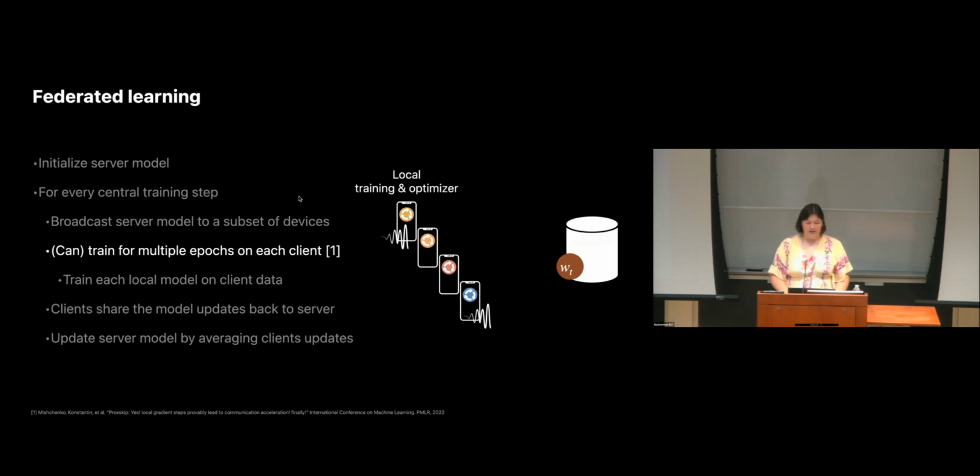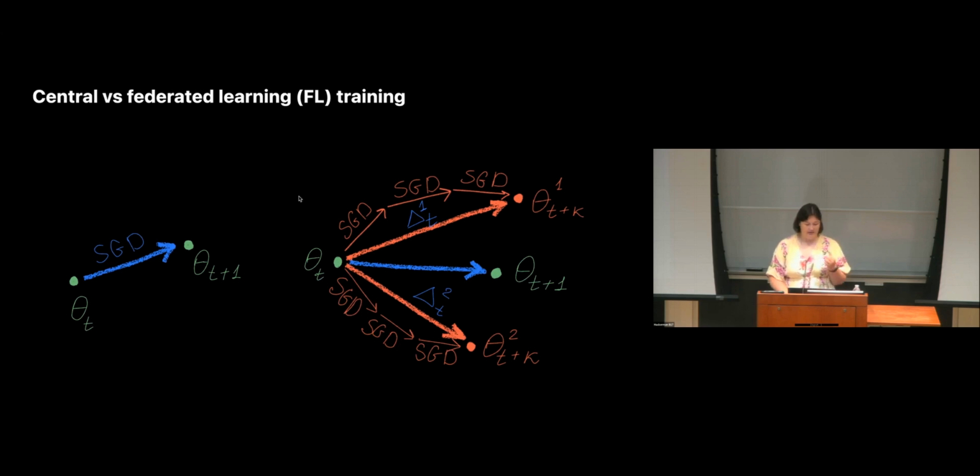You can do multiple epochs instead of steps, and then there is the issue of properly synchronizing these things, because the amount of data on every client can be different. Okay, so why is this problem different? It's different, but also it's harder, because in SGD you just do this step.